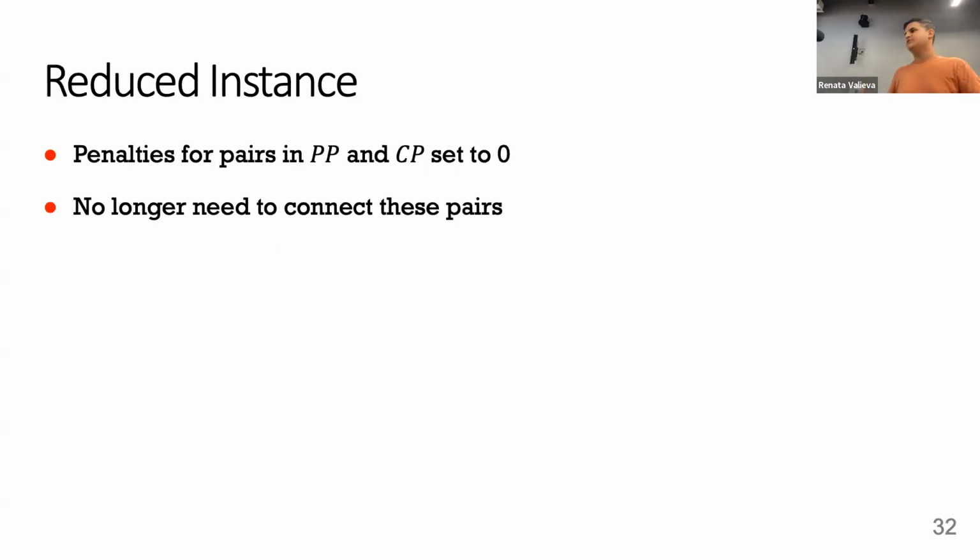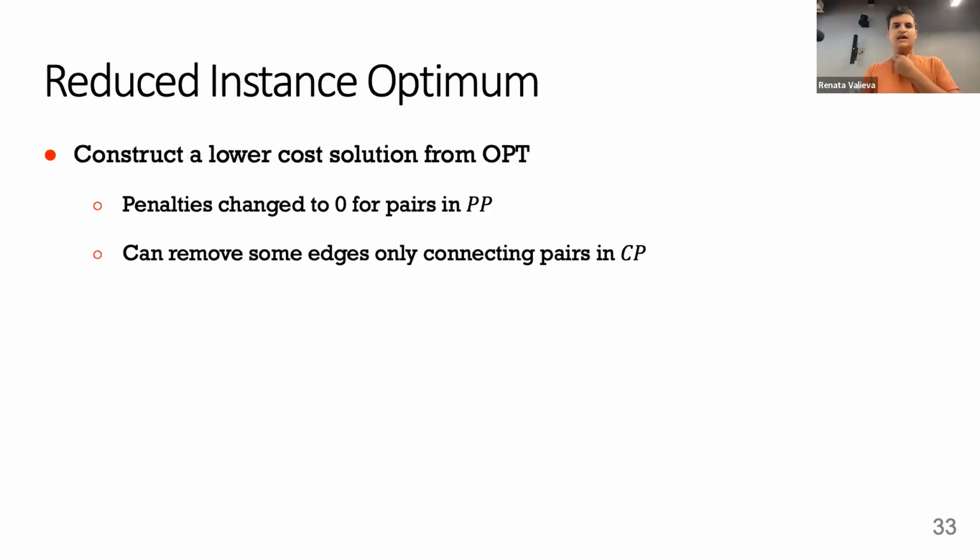Now we consider the reduced instance that we get our second solution from. Here we set penalties for the pairs that do not connect to 0, so we no longer need to connect those pairs. We consider what the optimal solution cost is for this reduced instance. We try to get an upper bound for this optimal solution using a lower cost solution that we construct using the optimal solution in the original instance.